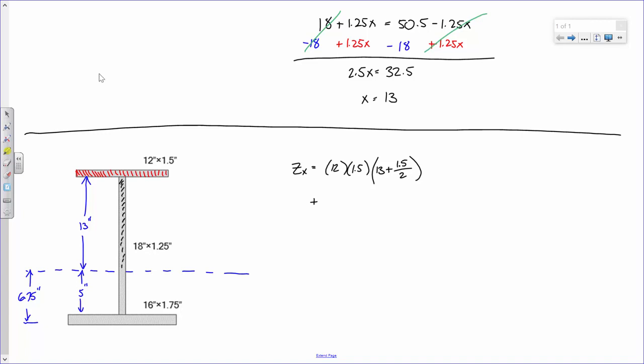All right, now let's do this shape. So what is the area of that shape? It's 13 times 1.25. Is that a fair statement? How far is that from the centroid? Or how far is that from the plastic neutral axis? The centroid of this shape to the PNA. How far is that? 13/2, right?